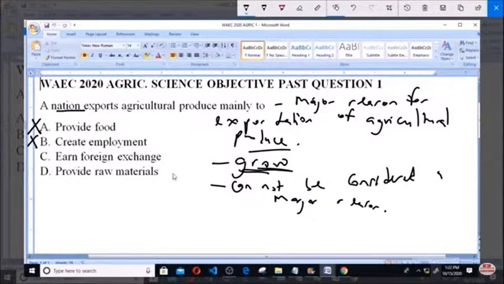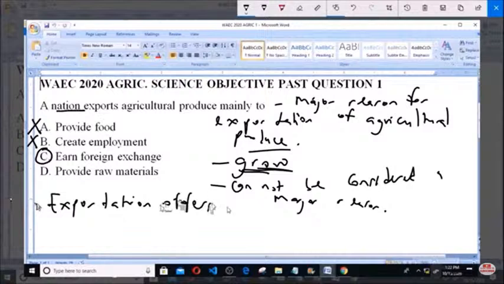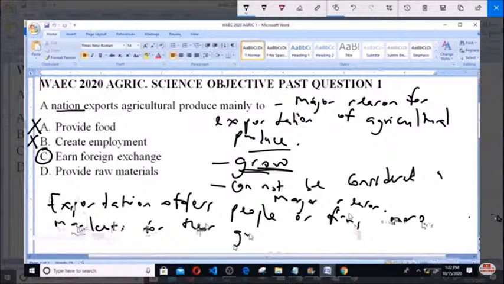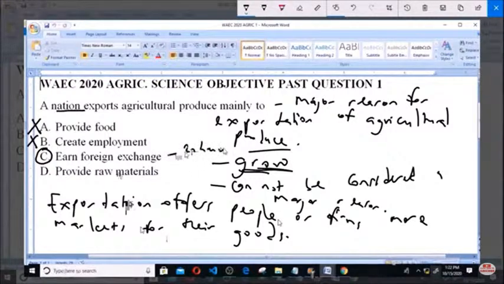Now option C says earn foreign exchange. Earning of foreign exchange is the major reason why a country will choose to export agricultural produce, because exportation offers people or firms, including the entire country, more markets for their goods. So for this reason, it enables them to earn foreign exchange, and this also enhances the economy of that country. So option C, earn foreign exchange, is the correct answer.